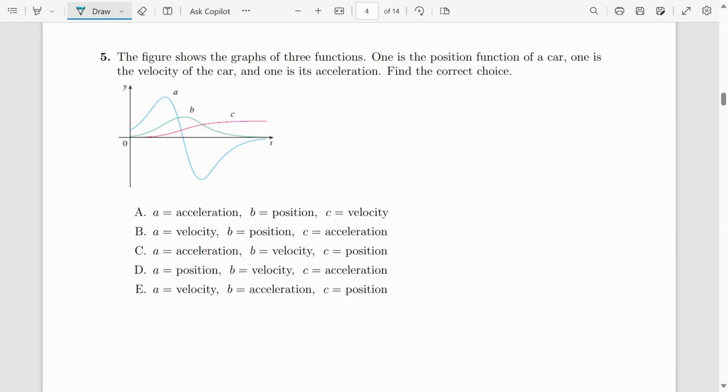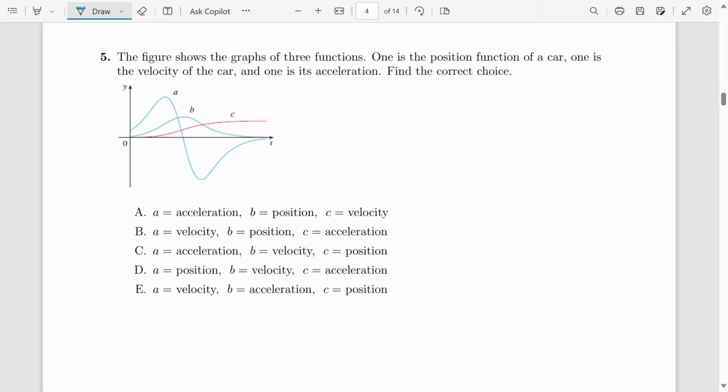Question 5. The figure shows the graphs of 3 functions. One of them is the position function of a car. Another is the velocity of the car, and the last one is the acceleration of the car. So find which is which.